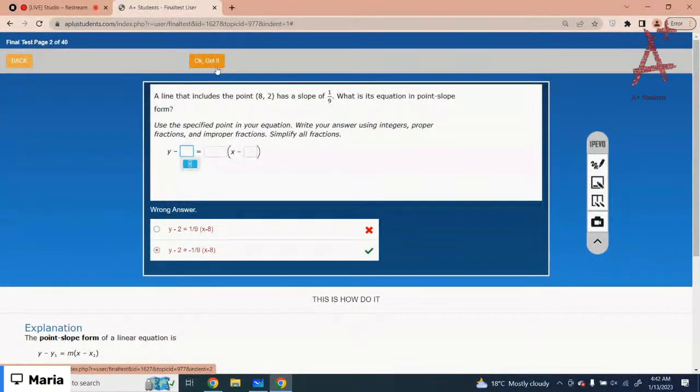I don't know what's wrong with the question, but the correct option is option number 1. Got it? The one I did on the board. So just click on the got it.